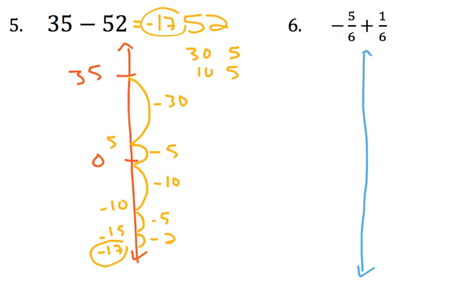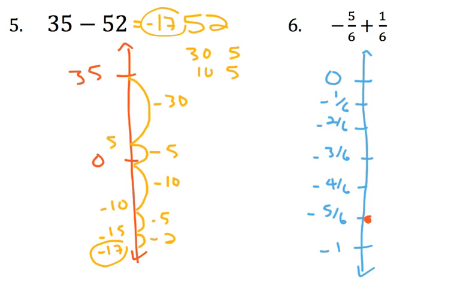All right, so negative 5/6. If you're really stuck with these, you could have drawn a closed number line. Here's 0. Below that would be negative 1/6, negative 2/6, negative 3/6, negative 4/6, negative 5/6, and negative 6/6 would be negative 1 whole. So in this problem, we're starting at negative 5/6, and we're adding a positive number.